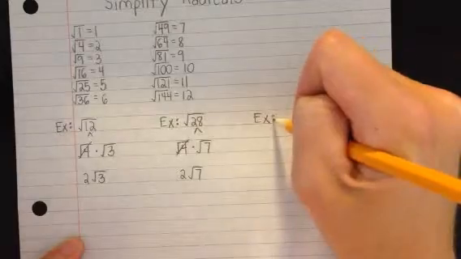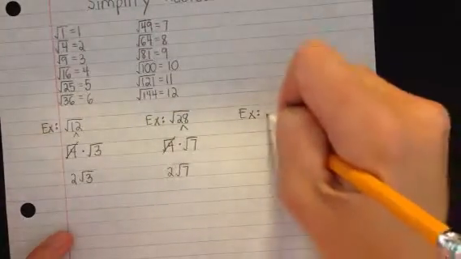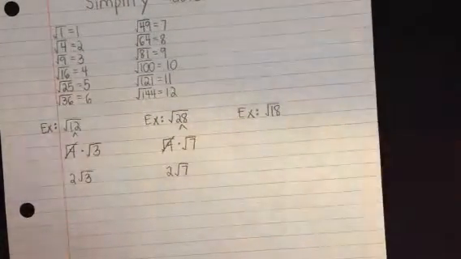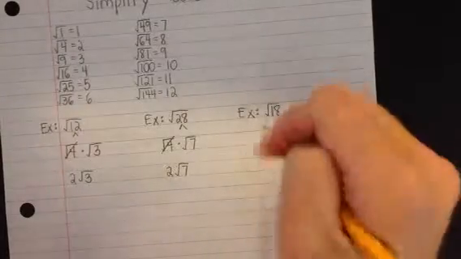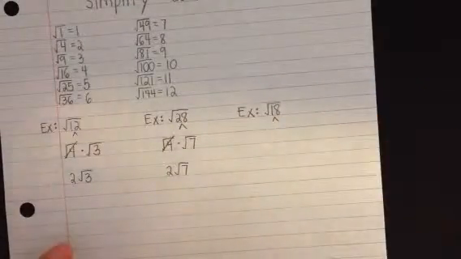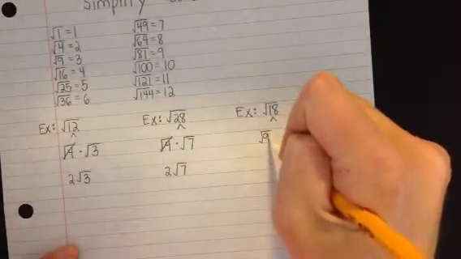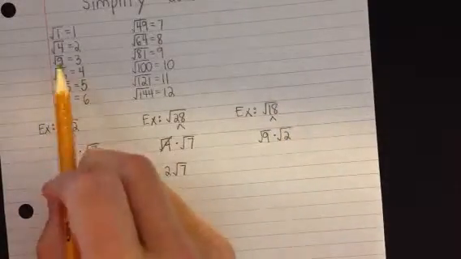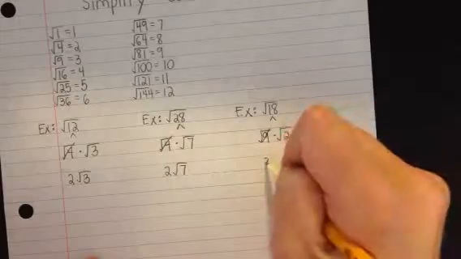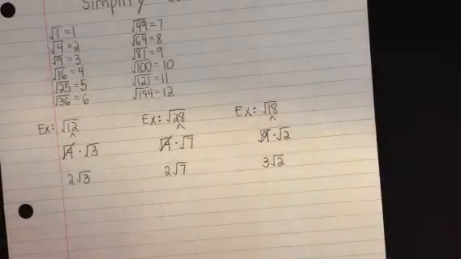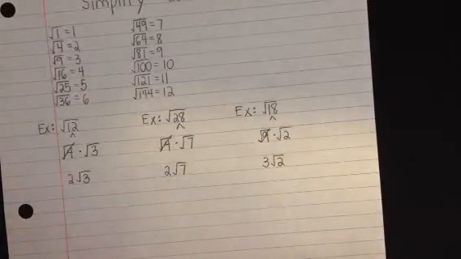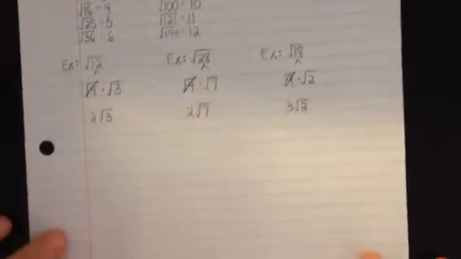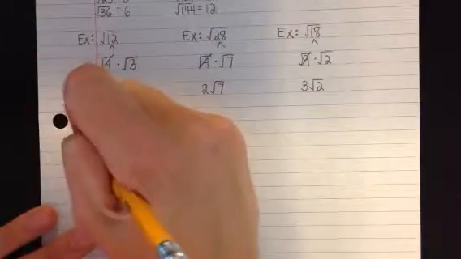Alright, next example. Square root of 18. So 18 can be broken up as square root of 9 times square root of 2. And from above, the square root of 9 is 3. And we're just going to leave square root of 2 because it doesn't simplify nicely. Moving on.